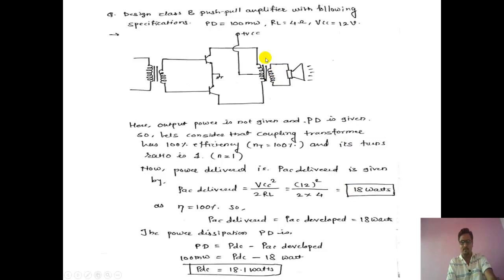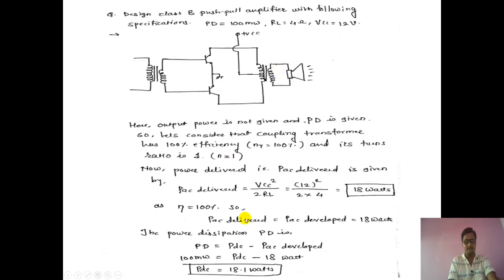Here we don't know what the power developed is. And we have assumed that the transformer has 100% efficiency. It means whatever is available at the primary will be transferred fully, as it is, to the secondary. So secondary is equal to primary. That's why power delivered will be equal to power developed. So efficiency is 100%, and PAC delivered is equal to PAC developed, which is 18 watt. It means this amplifier is developing 18 watt. The transformer transfers the full output to the load, that is 18 watt. Yes, that's what it is.